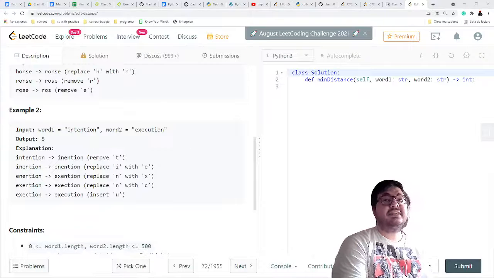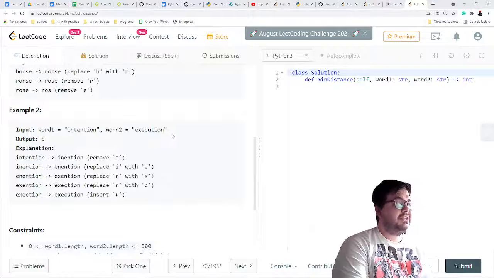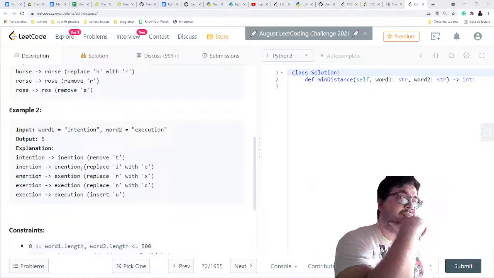It's a classic dynamic programming problem. Okay, intention to execution: remove T, replace I with E, replace N with X.